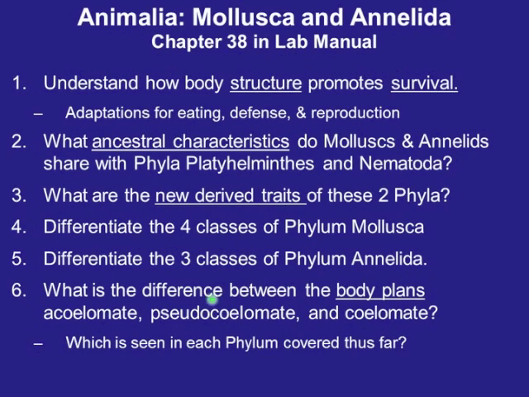Six, what is the difference between the body plans of an acoelomate, pseudocoelomate, and a true coelomate, and which is seen in each phylum covered thus far? Derived characteristics are newly acquired traits, to be precise in definition, and ancestral characteristics are those that have existed over the long evolutionary lineage of the organism.